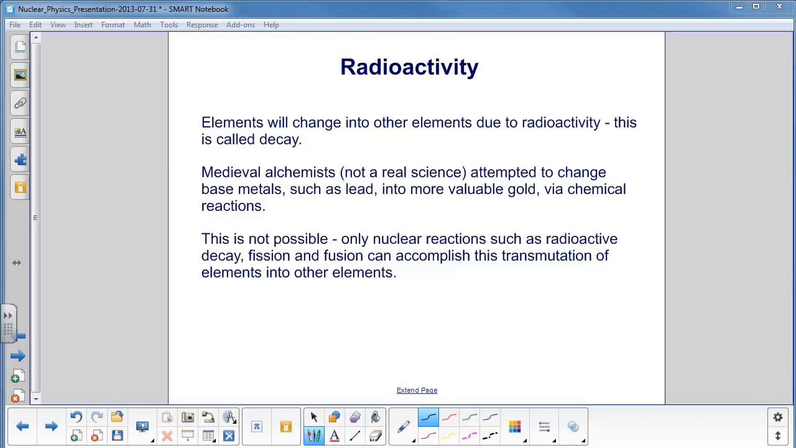However, nuclear reactions such as radioactive decay or fission and fusion, which we'll talk about later, can accomplish this transmutation of elements into other elements. So we can make gold from different elements. The problem is you can't do it with any economic value. It would cost you more money to make the gold than the gold is worth. But nuclear reactions do change elements from one element into another.